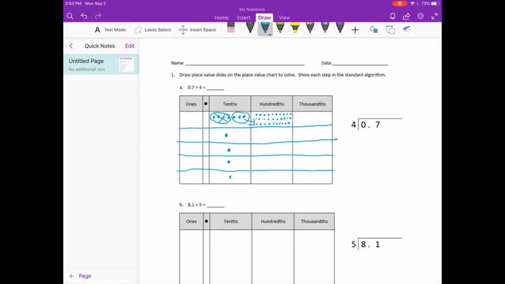So the closest I can get, 4 times 7 is 28. So the closest I can get to 30 would be 7 in each group. So 7 hundredths in each group. So if I've used 28 hundredths, that means I have 2 left of the 30 hundredths. So I need to take those to the thousandths place. So 2 hundredths into the thousandths would be 20 thousandths.